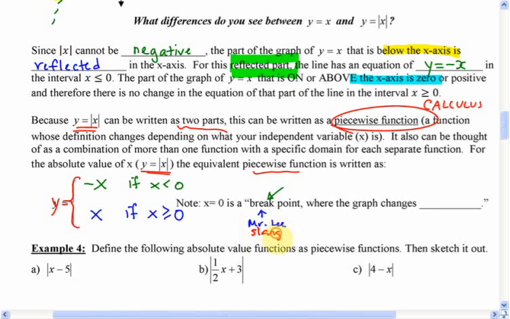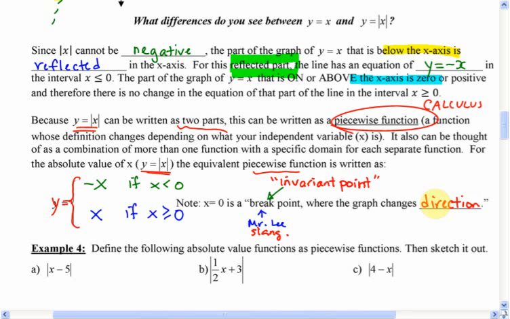Now, if you don't want to use Mr. Lee slang and you want to use textbook slang, the textbook slang for this idea of breakpoint is an invariant point. Invariant point meaning it's a point that doesn't change. I don't like it, but whatever. Invariant, 4 syllables. Break, 1 syllable. I like break. Once again, this is where the graph changes its direction.